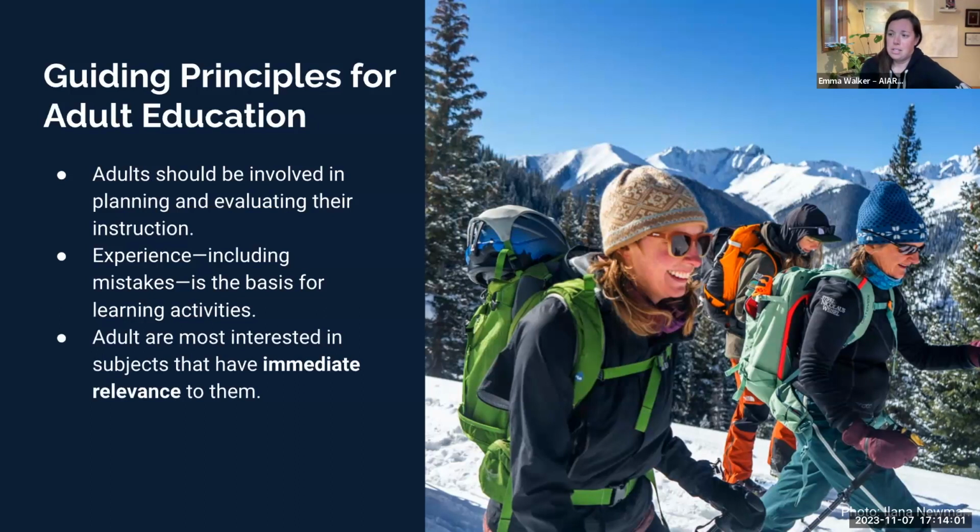Adults are most interested in subjects that have immediate relevance to them. Good news for you, when your students show up to courses, what you're trying to teach them has immediate relevance for them because they want to learn how to recreate in the winter backcountry, and that's why they've shown up. We're going to get into this a little bit more when I start talking about some of the specific updates and types of updates that we made, but it's really important that we make sure that adults see the immediate relevance to them in terms of some of the more technical information that we're presenting.